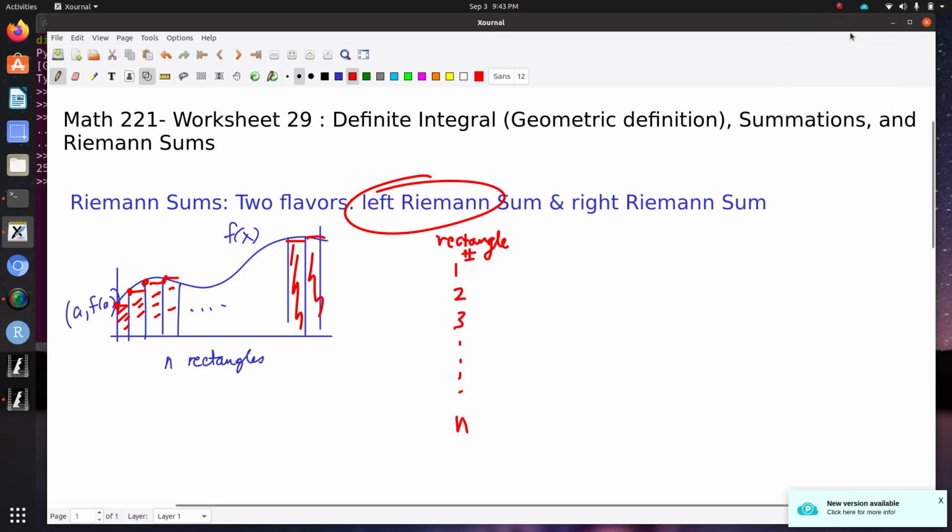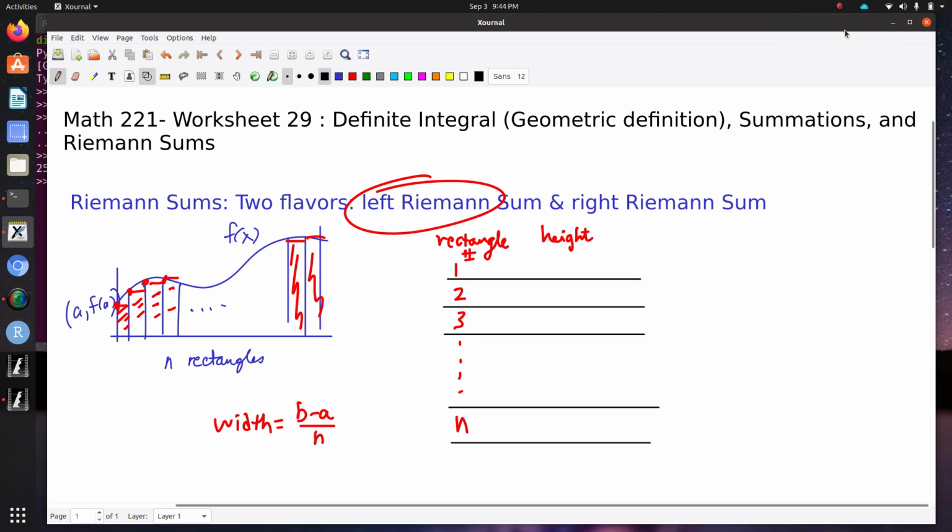Okay, so for each rectangle, and we have rectangles from 1 to n, we need to know the height and the width of the rectangle. But the width is the same for all of them, because we're doing Riemann sums, so they're constant. What is the width? It's going to be b minus a over n. So we only need the height now.